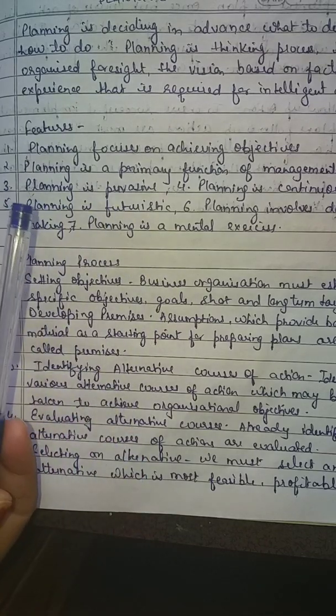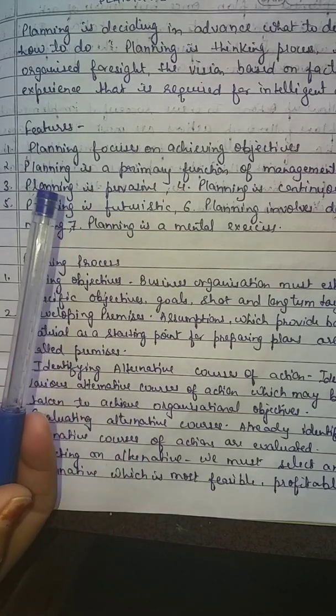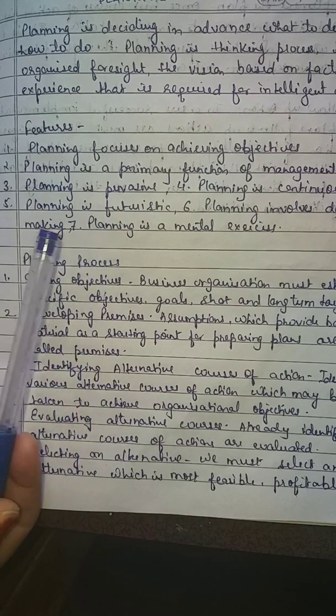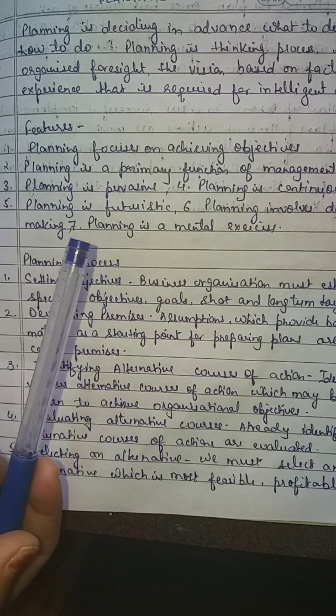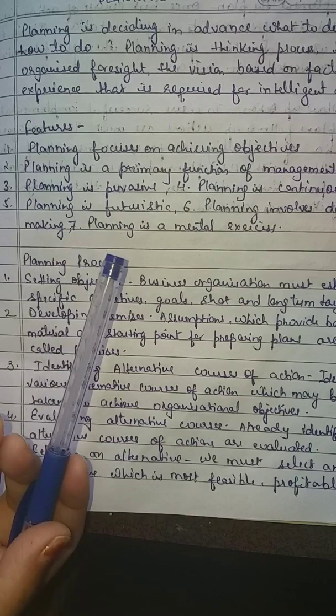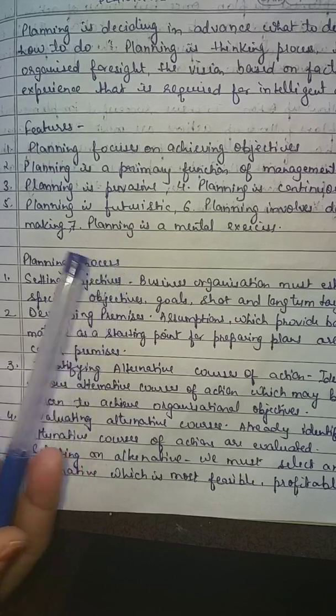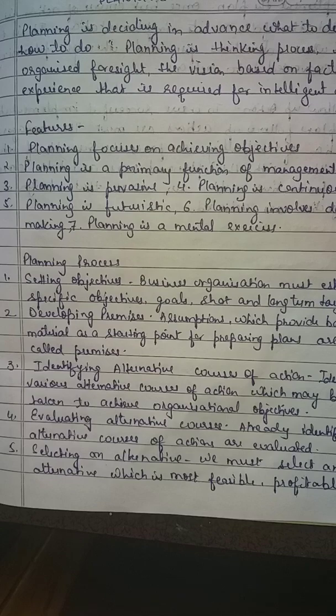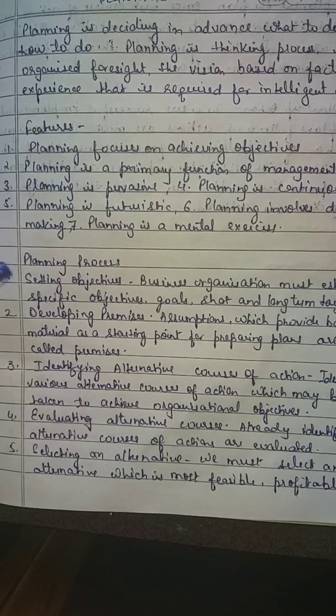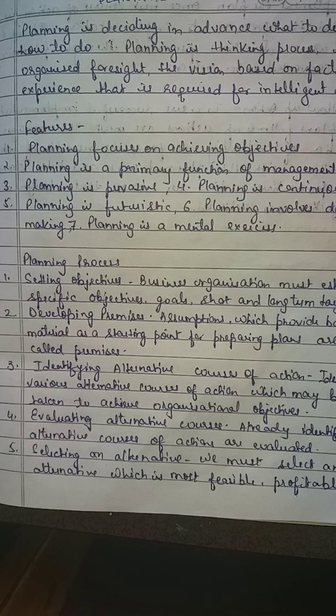Why is it known as a mental exercise? Because it requires intelligence, ability to analyze and to judge situations or possibilities to determine the best course of action to be taken. Then we move ahead to the planning process. There are steps of planning, and whenever we are writing the steps, they should be in a sequence. It cannot be one at the starting or one at the end. It should be in a sequence.